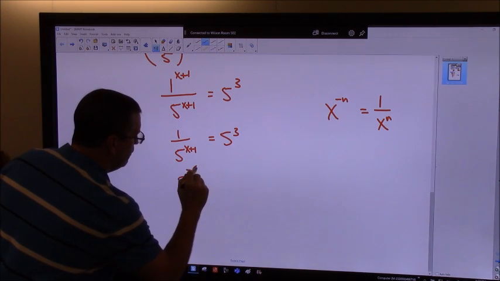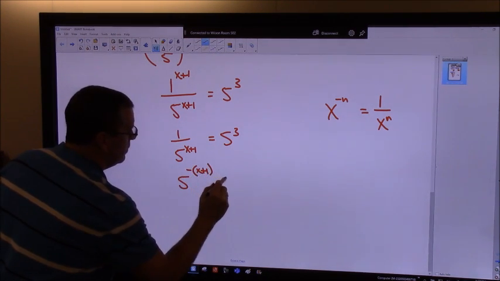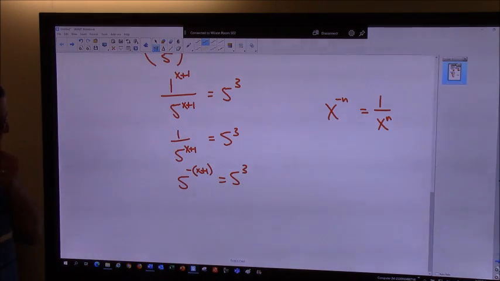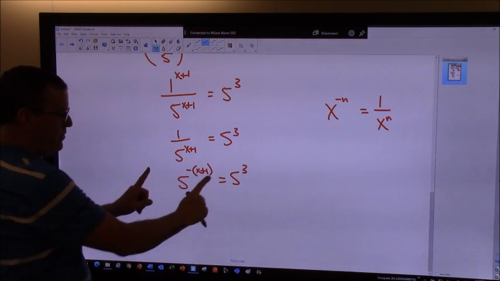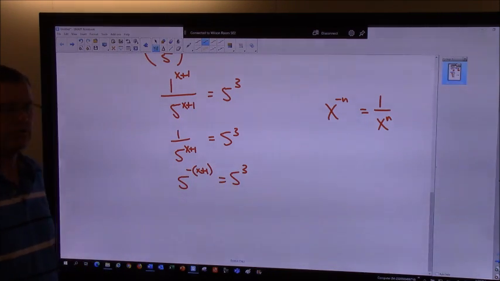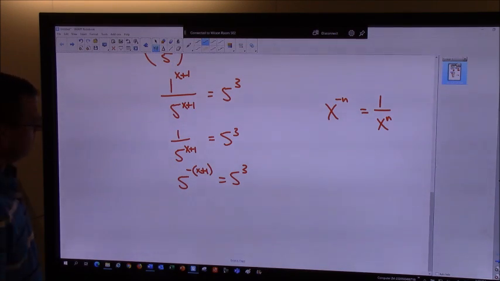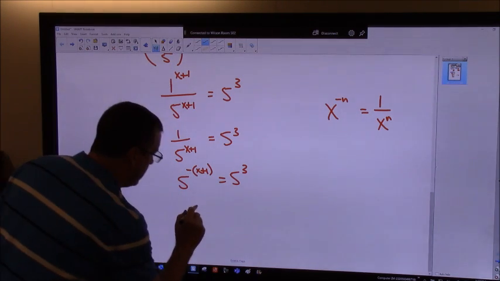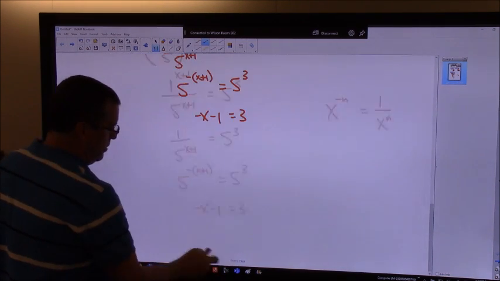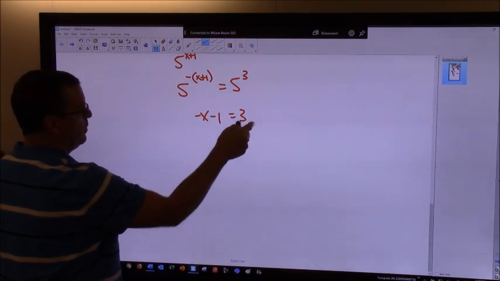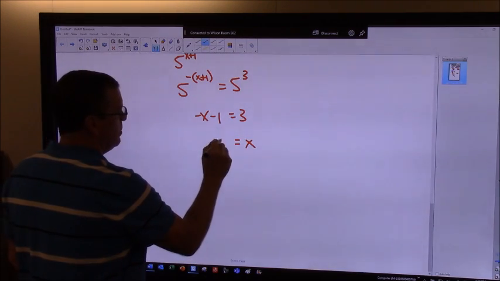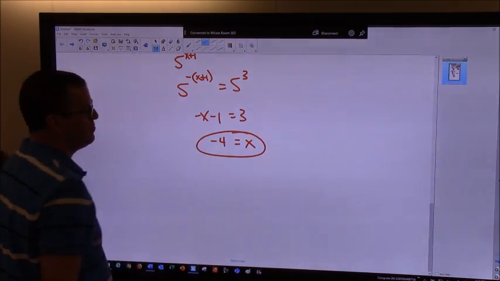5 to the negative x plus 1 equals 5 to the third power. And now I have the one-to-one property. The bases have to be the same to be able to say the exponents are equal to each other. Okay, so at this point I'll go ahead and distribute that negative sign. I'll get negative x minus 1 equals 3. To get my x positive, I'm going to move it over here. I'll bring that 3 back over here and subtract it, so this will be a negative 4. And there it is. There's my answer.